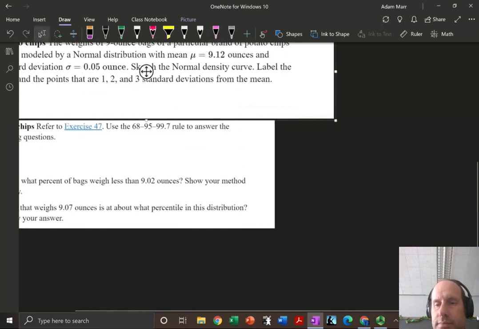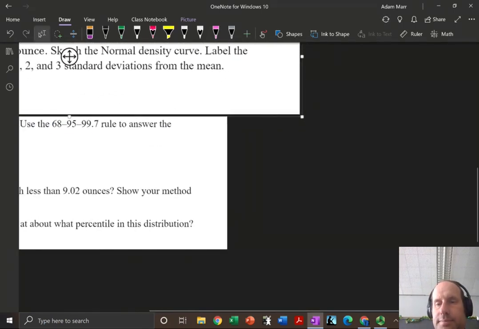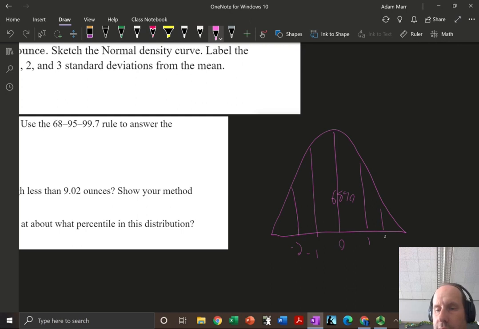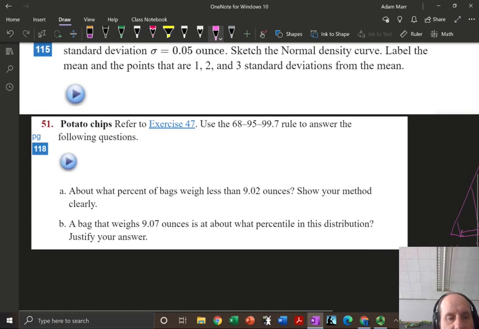Just remember that 68% is within one standard deviation. So this is 68%. Within two standard deviations, we have 95%. And within three standard deviations, we have 99.7%. That's 99.7%. Okay, so let's use that to answer these questions.